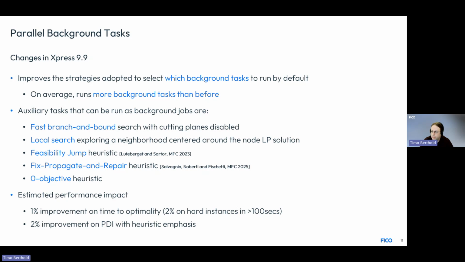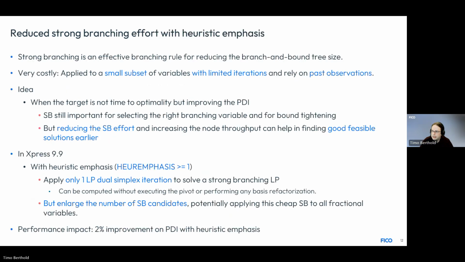And we are also running some different kinds of local searches, like feasibility jump, fix and propagate. They would run at this state. And what we've done in 9.9 is that we've improved the mix of background heuristics, and that translated to some nice improvement in time to optimality, 2% on hard instances, and about the same improvement in the primal integral in our heuristic emphasis mode. So some nice improvements from new and better background heuristics.